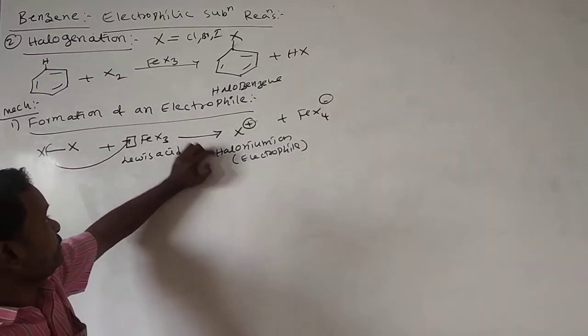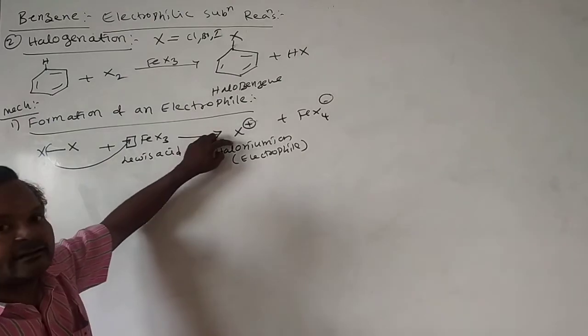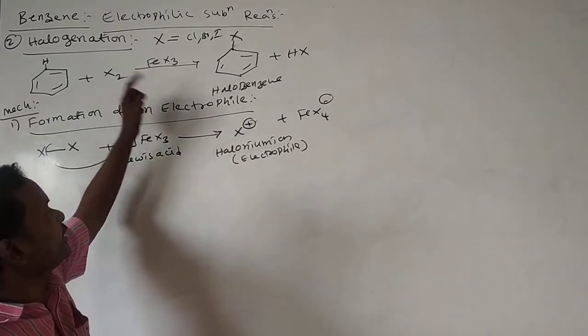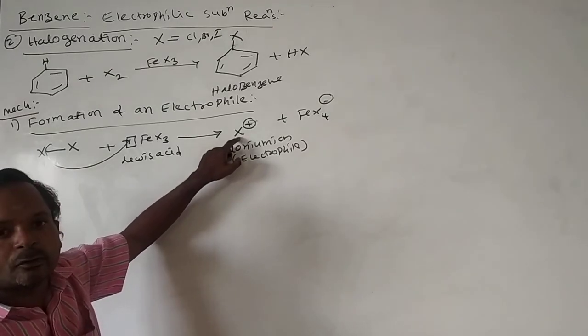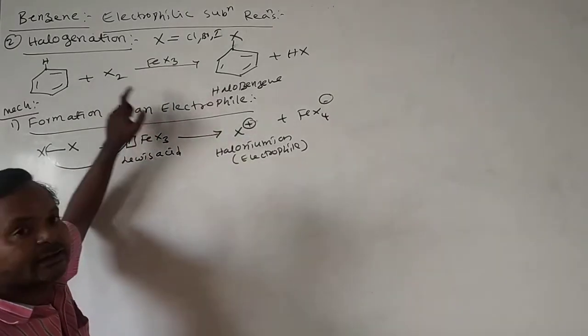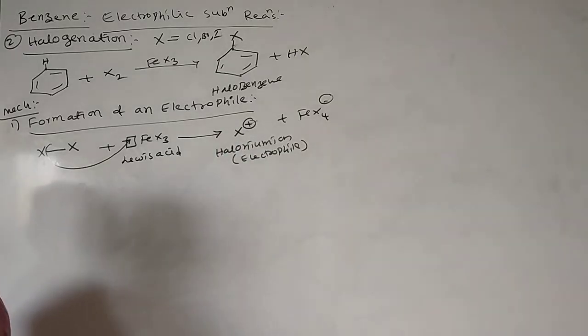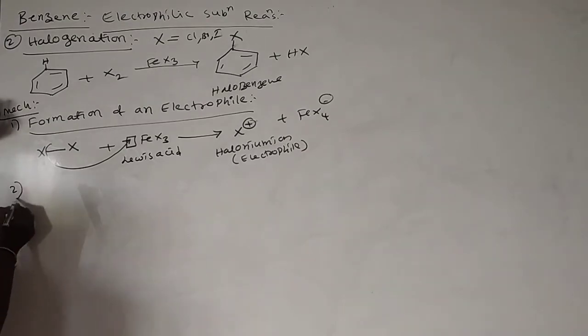If we use chlorine here, we get Cl plus, which we call the chloronium ion. If we use bromine, we get Br plus, the bromonium ion. If we use iodine, we get I plus, the iodonium ion. This is the first step, formation of the electrophile.